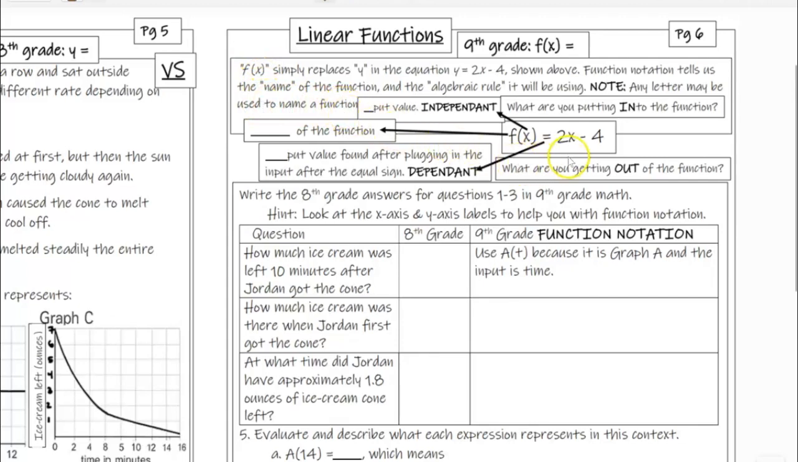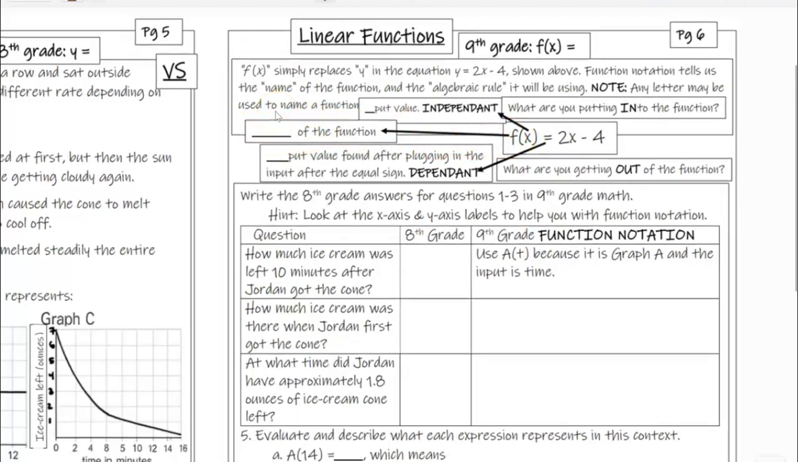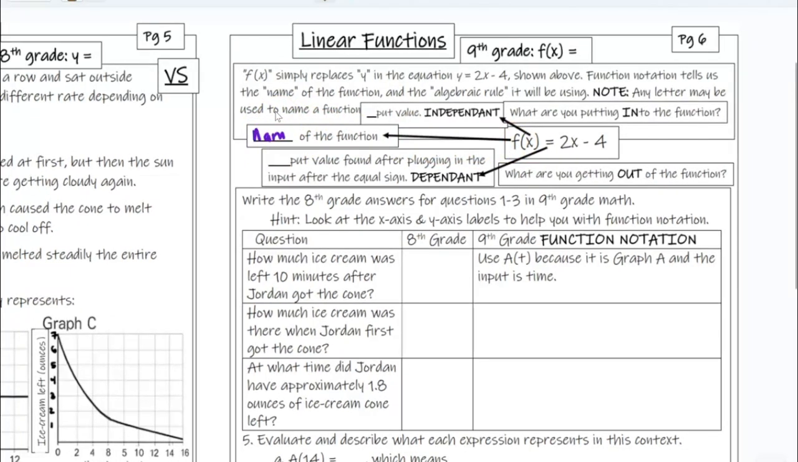All right, so let's take a look at a function and break up each part so that you can understand it. Again, the difference being in 8th grade, you would have said y equals 2x minus 4. Now we're going to talk about function notation and what it means in detail. So let's look at f. We've already talked about f being the name of the function, so we're going to fill that out right here. So f is the name of the function.